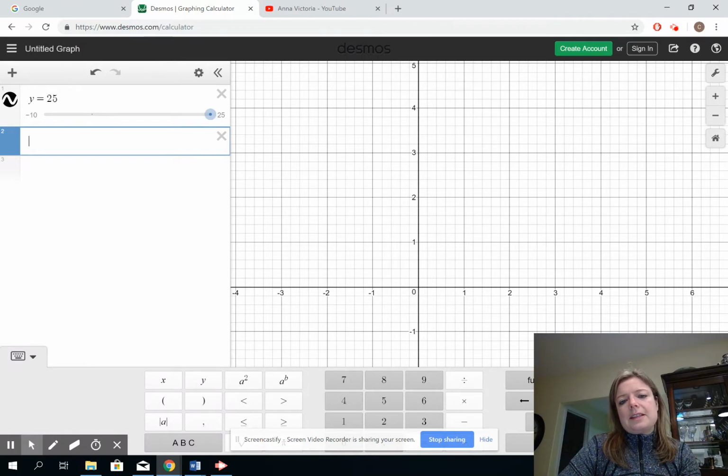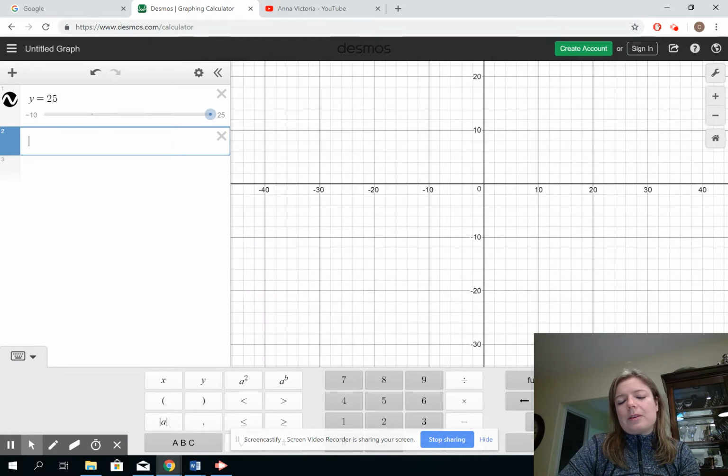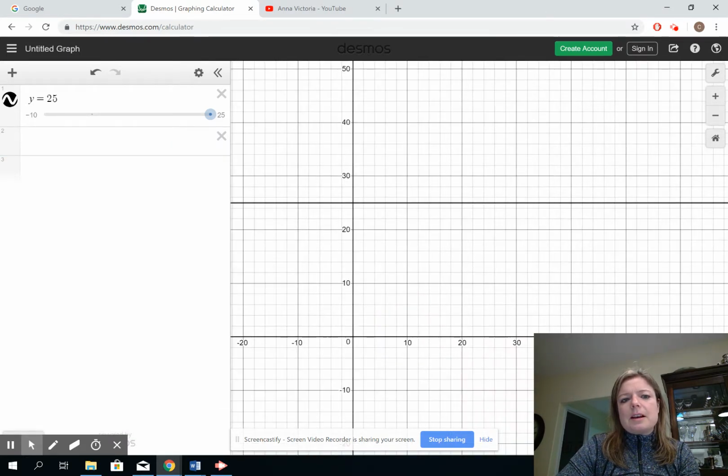Okay, so you can't see it. So what does that mean? Well, think about it. Y equals 25 means that Y is 25. So I can't see it because it's up here. So this is the graph Y equals 25. If I want to turn it off, I can, or I can turn it back on. So there it is, Y equals 25.